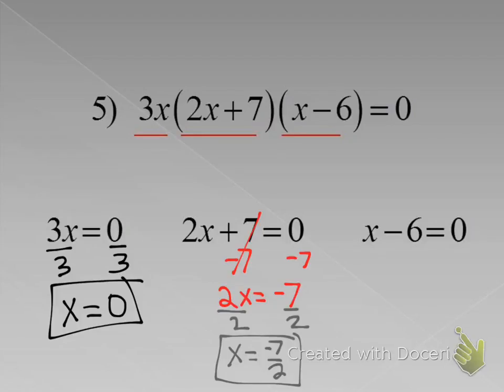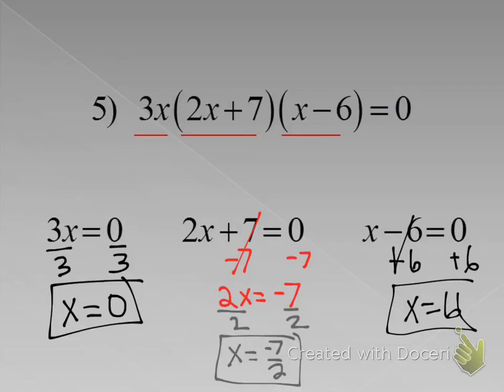All right, and then the last one. Plus 6, plus 6. So x equals 6. Good. So again, the 6 would make this part 0, the negative 7 over 2 would make this part 0, the 0 would make this part 0, and if any part is 0, the whole thing equals 0. Raise your hand if you have any questions.